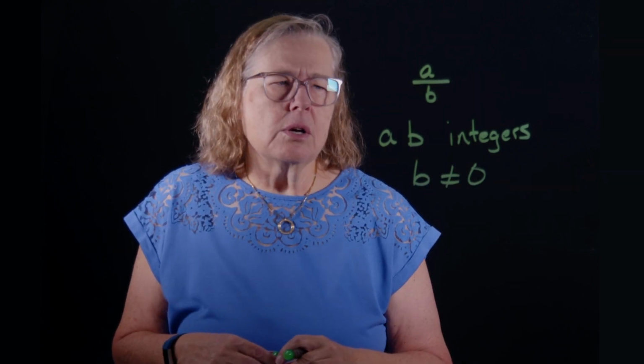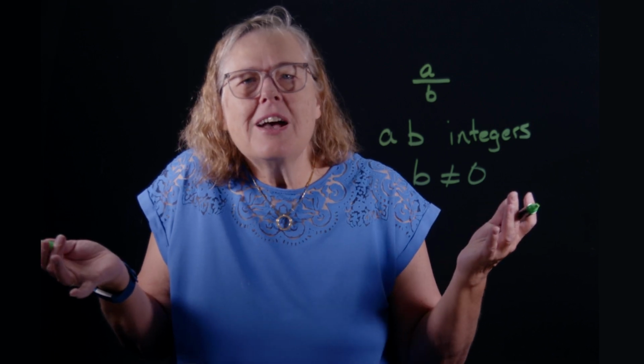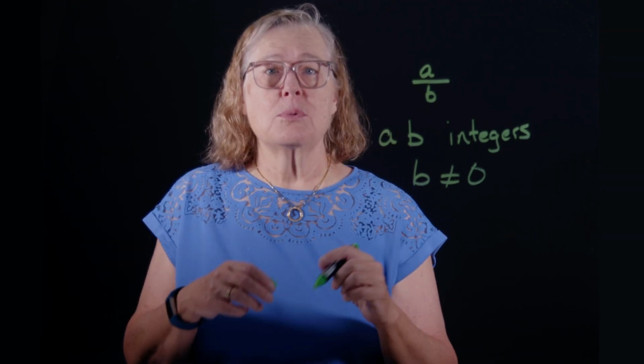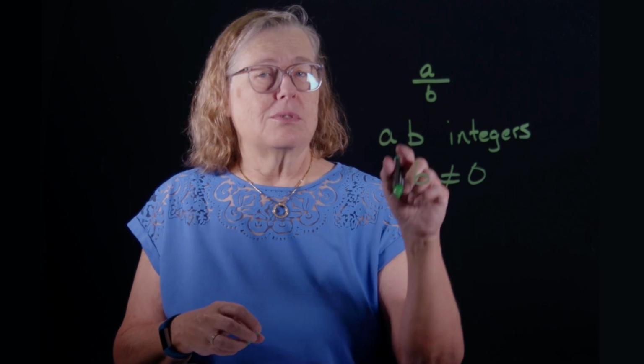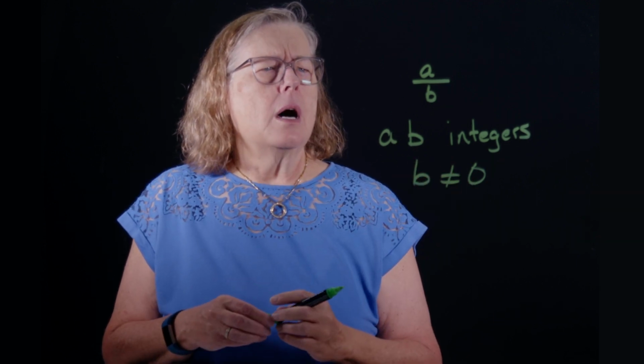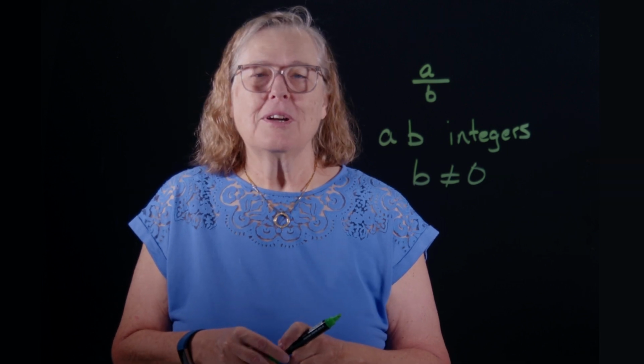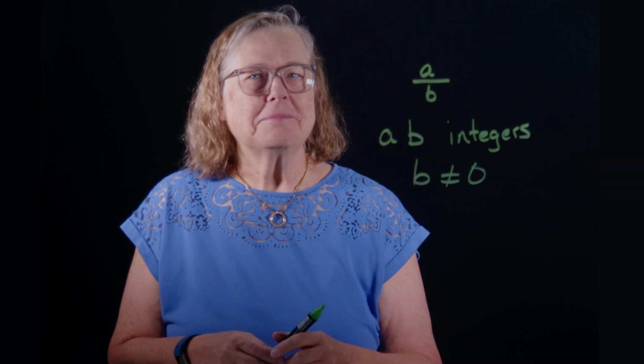Why can't B equal 0? Because we can't divide by 0, and we talked about that in another video. If you don't remember, go back and look in the divisibility rules. We can't divide by 0, so B cannot be 0. All right, but A and B are integers. We've heard that name before. Let's take a look at something.